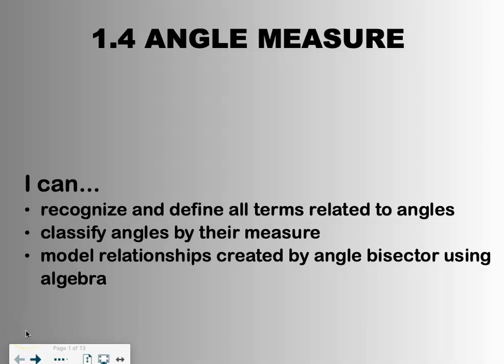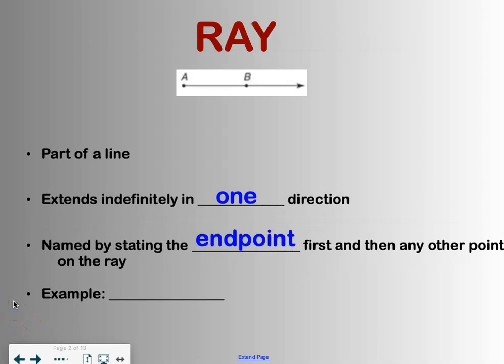The foundational geometry figure is an angle. Okay? Today and tomorrow are all about angles. So we first need to figure out what makes an angle. Actually, it's two rays. So what's a ray?